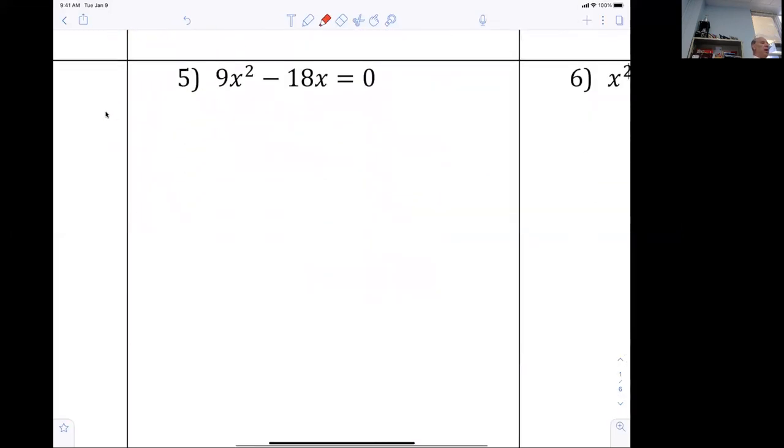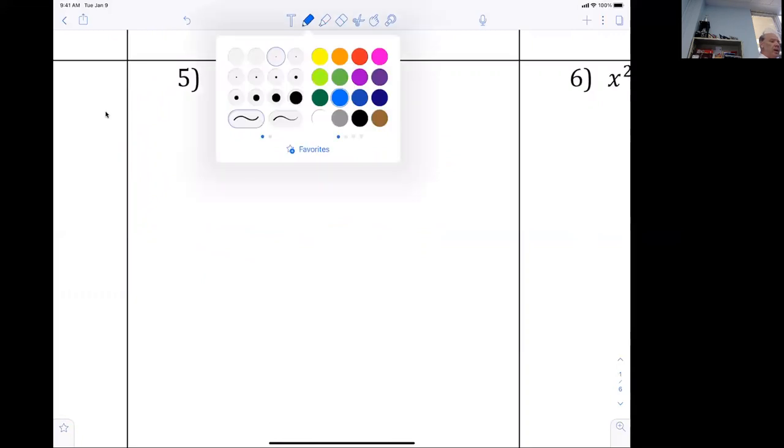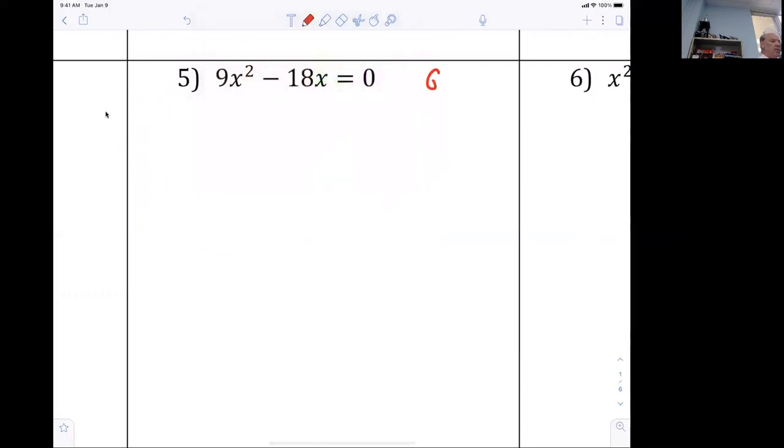All right, so now let's see if you understand me. Let's go down to number 5. All right, still, I want every single time to be thinking GCF. Is there a GCF here? 9x. All right, so we're going to factor out the 9x. So here we go. 9x, open parentheses, x minus 2 equals 0.